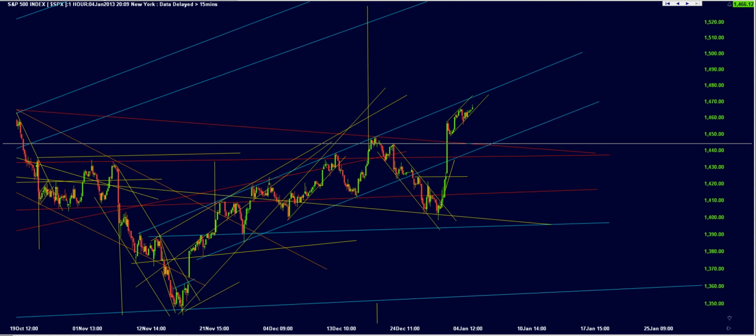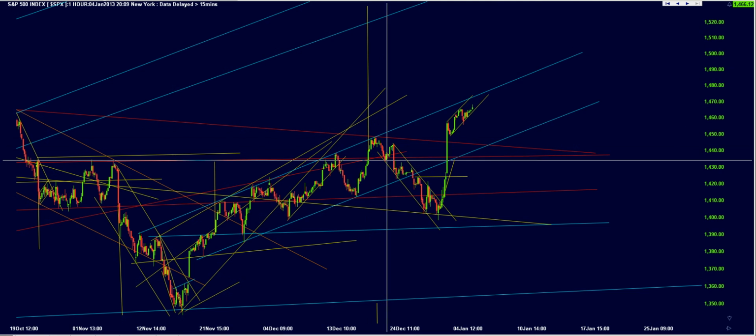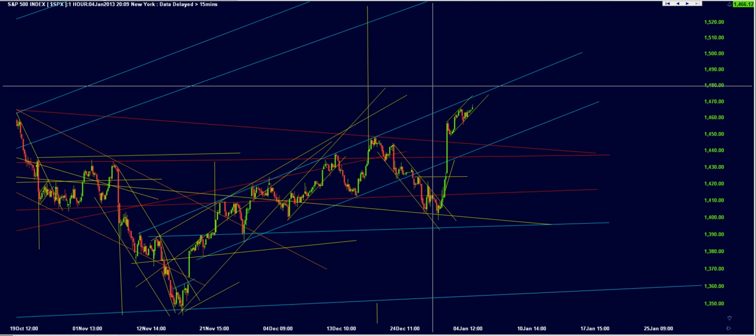Now, as you can see, after we did break out above this neckline, we ran into resistance from our triple top formation. We came back down, back tested this 1435 area, and the textbook does say that this is an area where you would buy and then the market should take on up to the upside.